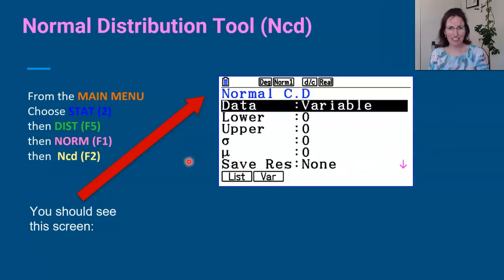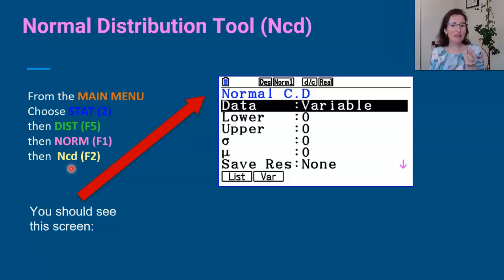So using your graphics calculator, I've got my Casio one here. In main menu, stat, then you're choosing distribution, and you'll see F1 is normal. The other one to the far side is binomial, which we get to in some sections of maths, and this is NCD, not NPD. The NCD, technically the C, well, it stands for normal cumulative distribution.